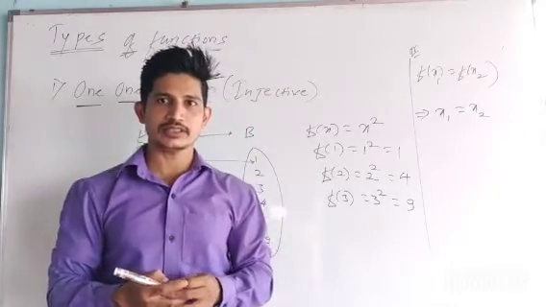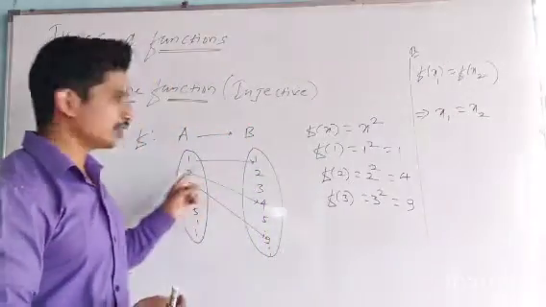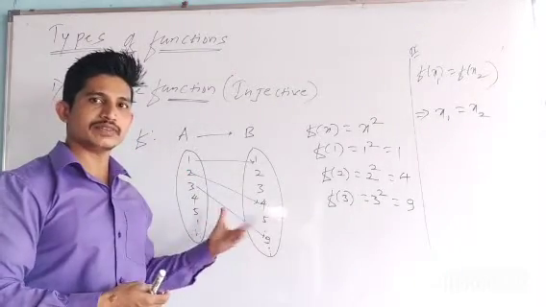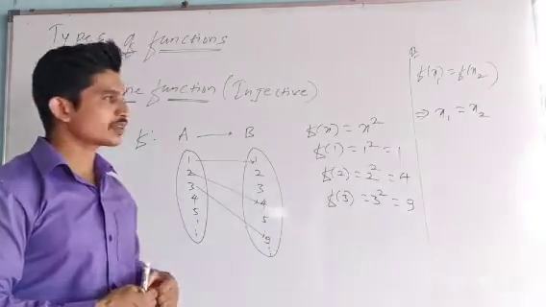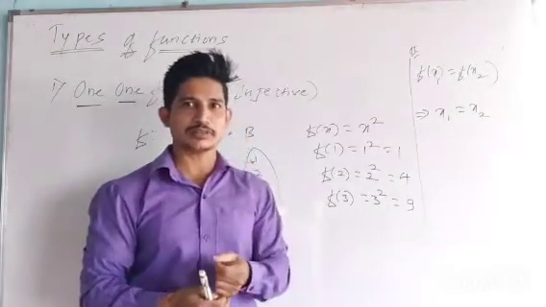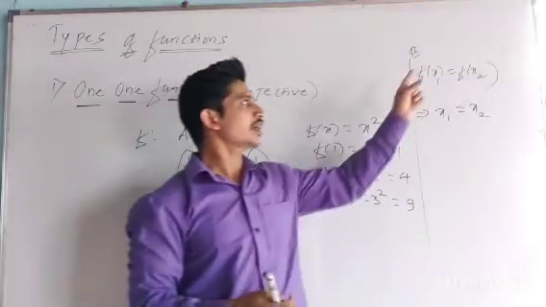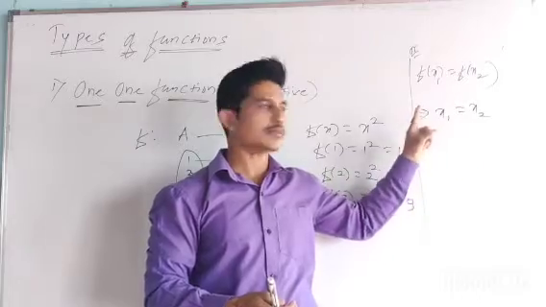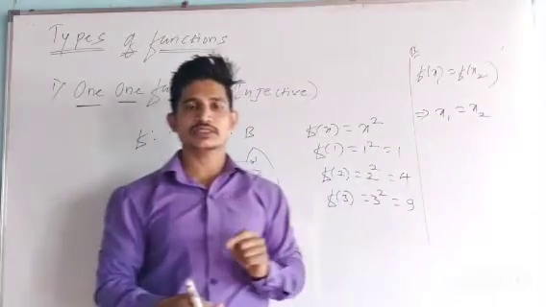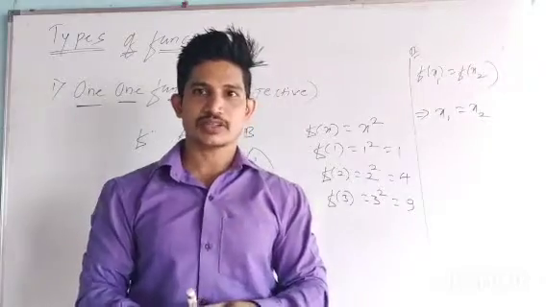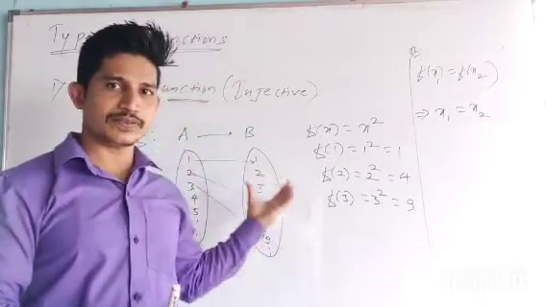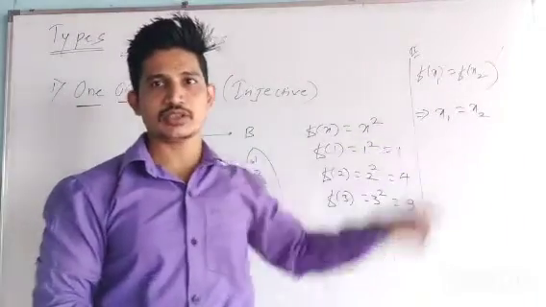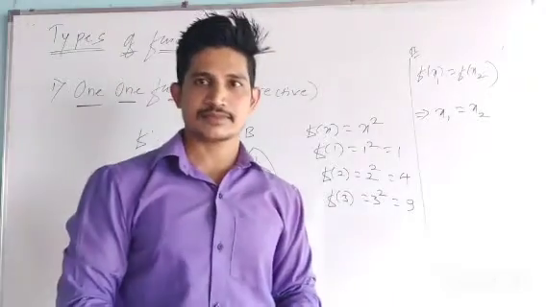So there are two definitions. The first definition: different elements of A have different images in B, then the function is called a one-one function. Or, if they ask to prove that a function is one-one, then take f of x1 equal to f of x2. If I solve this and the answer comes x1 equal to x2, then the function is called one-one. So there are two definitions of a one-one function.